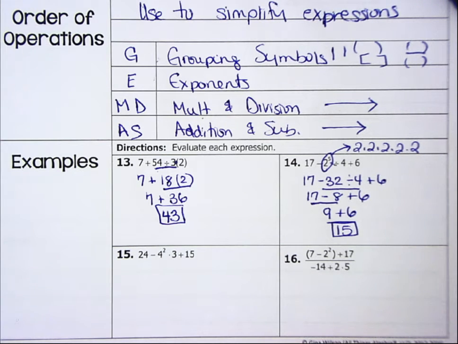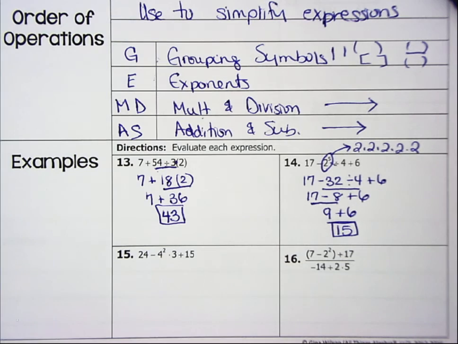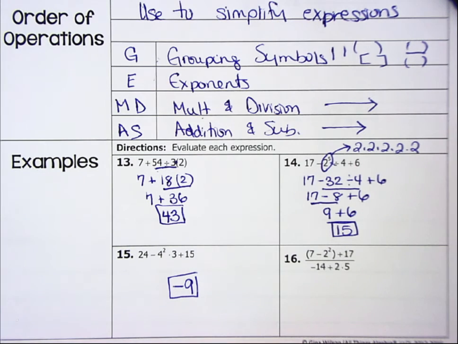Okay, try the next one. See what you come up with for an answer on that one. All right, so when you work through that one, you should end up getting a -9 when you go through and simplify all of that. If you didn't get it, just go back, double check, and see if you can find your mistake. If not, we can talk about it tomorrow.